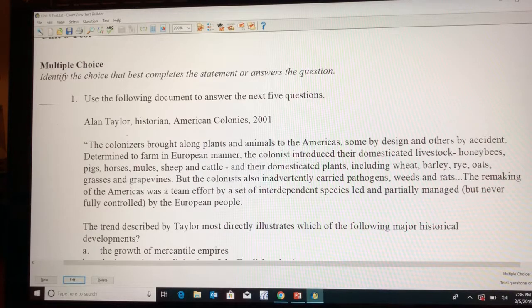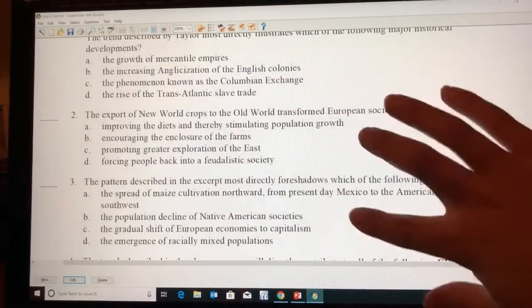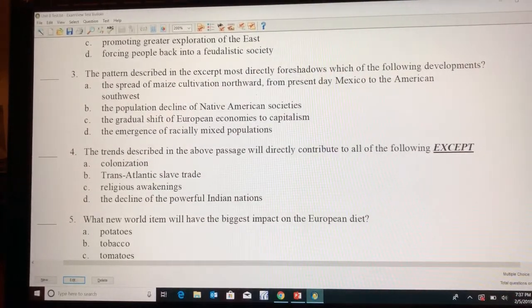But the colonists also inadvertently, so yes, they brought stuff over, but things that they didn't think about they brought over are they carried pathogens, so diseases, weeds, and rats. And we know rats spread disease. The remaking of the Americas was a team effort by a set of interdependent species led partially managed is talking about what they brought over, but never fully controlled, which is talking about the second part of what they brought over accidentally. So now let's look at question 3. We did fine on question 1 and 2, but let's look at 3.